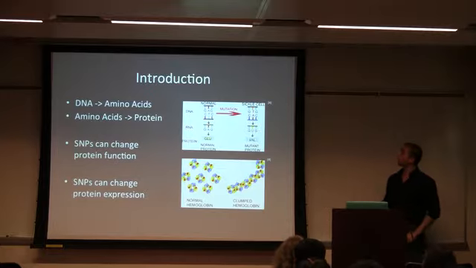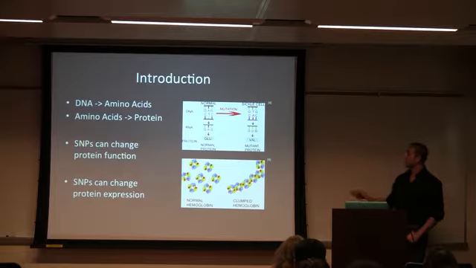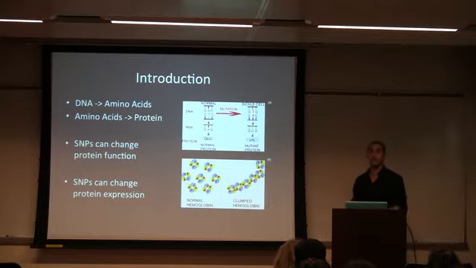Because if you have any sort of mutations in your DNA, it can affect the structure of the protein. So for example, if you have sickle cell anemia, the protein is actually going to have different properties.